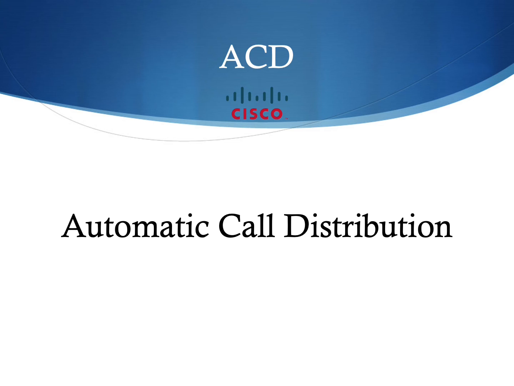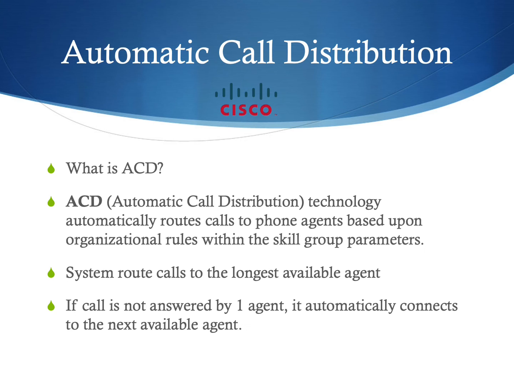ACD, Automatic Call Distribution System. So, what is ACD? ACD, which is Automatic Call Distribution Technology, automatically routes calls to phone agents based upon organization rules within the skill group parameters. The system routes calls to the longest available agent. If call is not answered by one agent, it automatically connects to the next available agent.